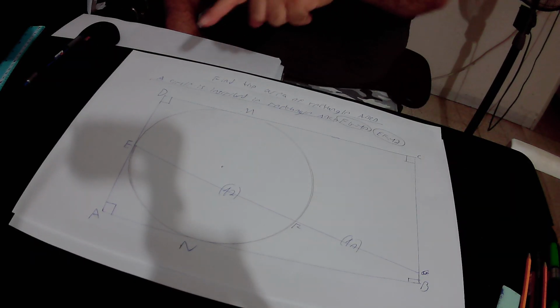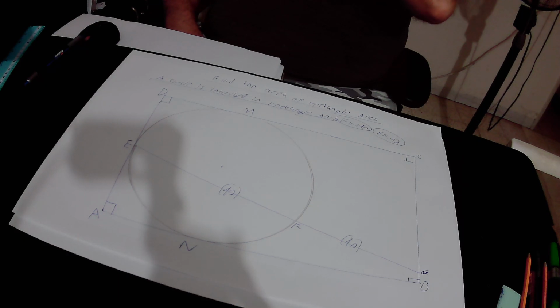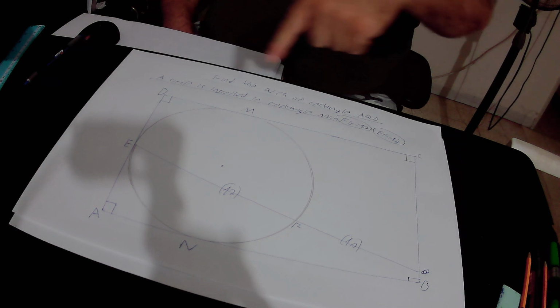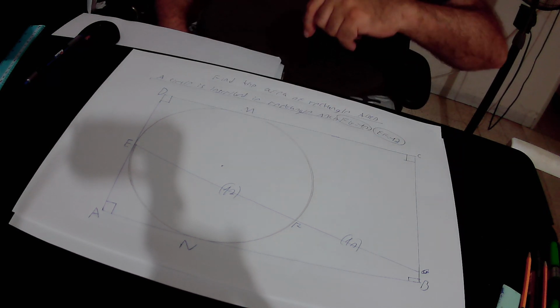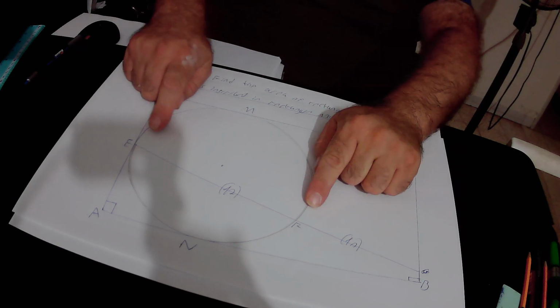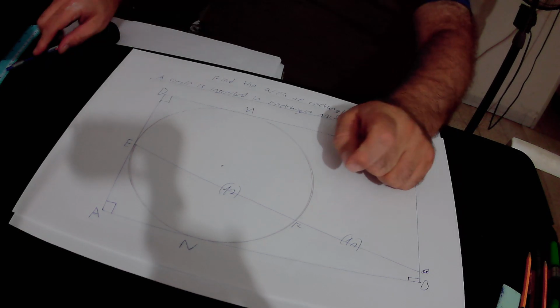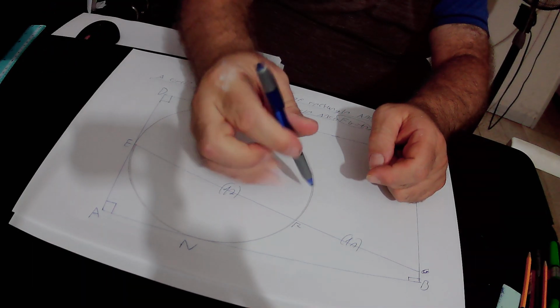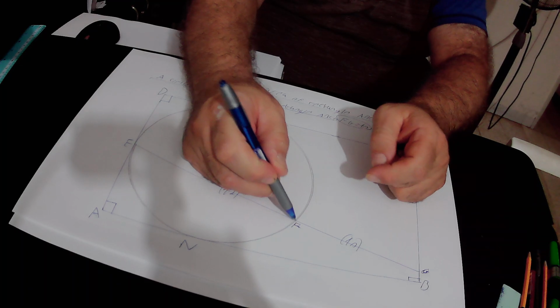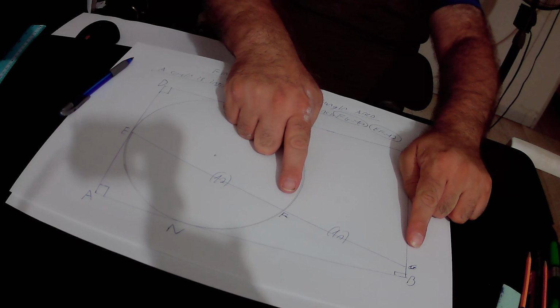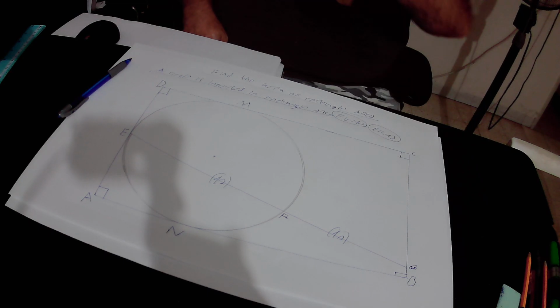In the drawing, we have rectangle ABCD. Inside rectangle ABCD, we have this circle. This circle is inscribed by rectangle ABCD. This is called EF. This is equal to 12 units in its length. This is line segment FG. This is equal to 10 units. Again, our mission is to find out the area of this rectangle ABCD.